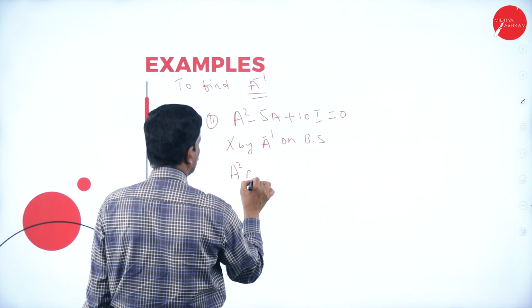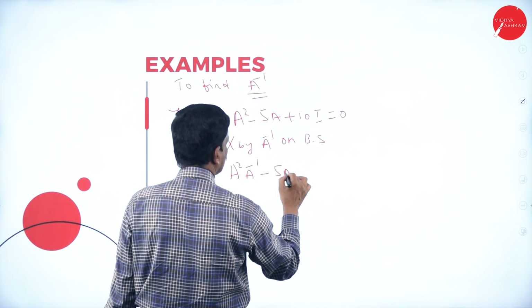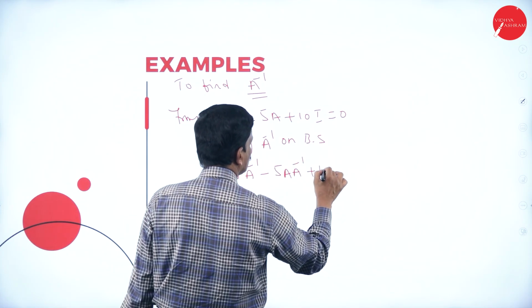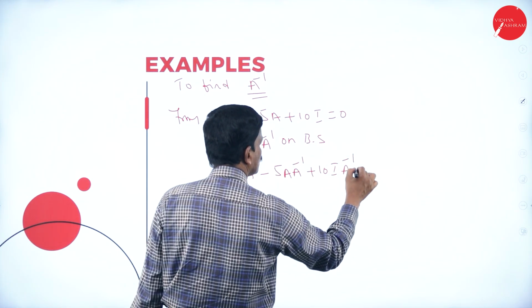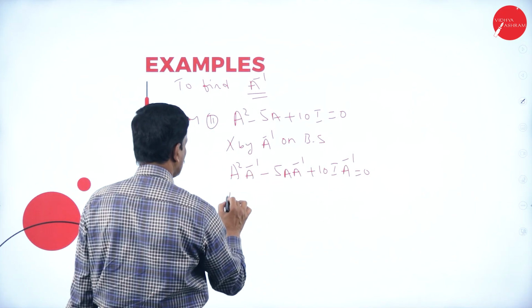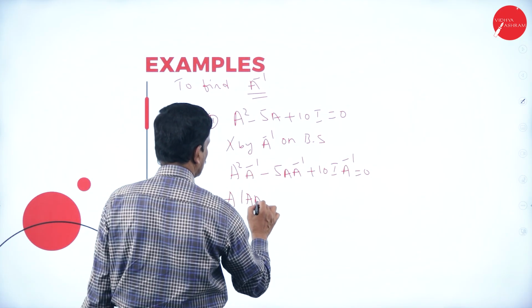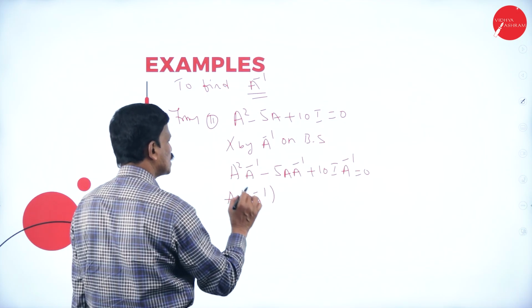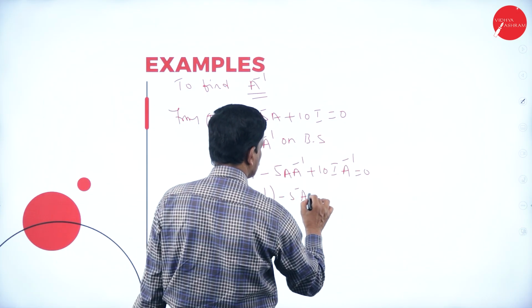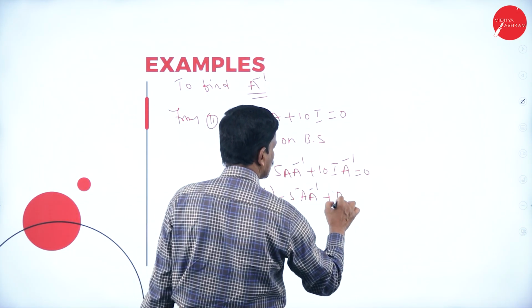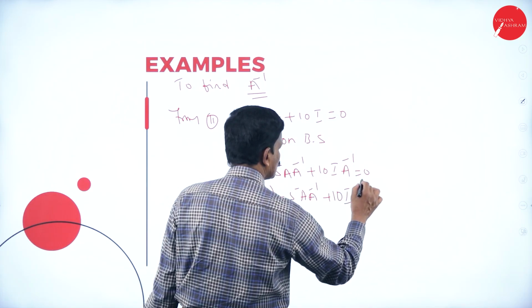This is A square into A inverse minus 5A A inverse plus 10I A inverse is equal to 0. This A square can be written as A into A inverse. A into A is A square minus 5 times A inverse plus 10I A inverse.